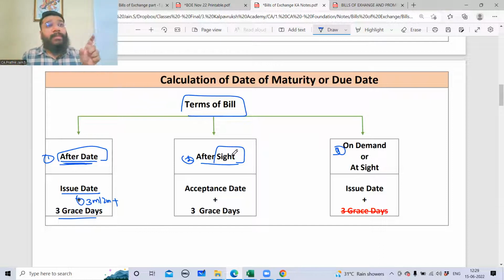In bills of exchange, what happens? The issuer issues the bill today. Let's suppose that person is in Delhi. So I have to send the document to Delhi. It will take 2-3 days. Then that fellow will sign and send it back. So from the date of signing, only I should calculate the due date.